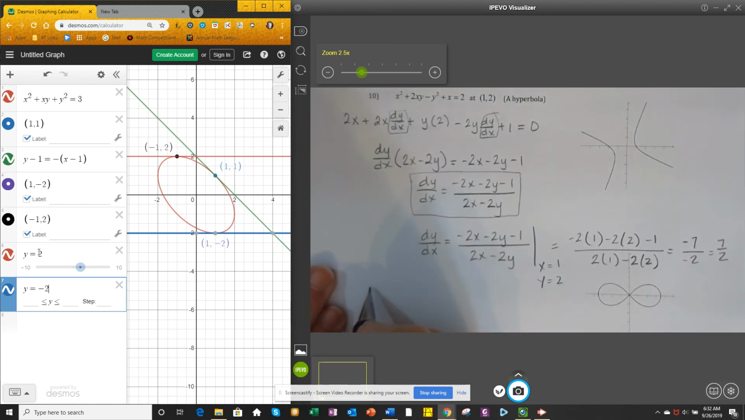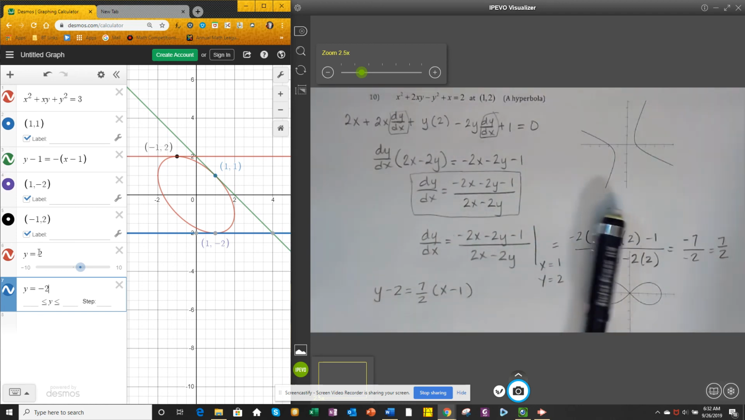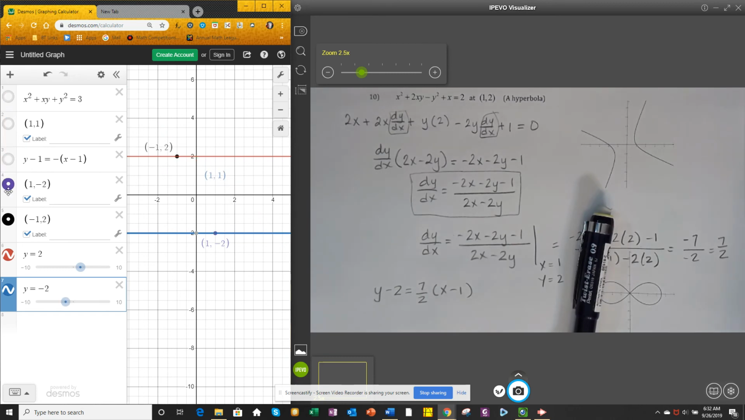So let's see if that works. I'm a little suspect of my numbers. I probably made a mistake this early in the day, so let's try it. y minus 2 equals 7 over 2 times x minus 1. All right, so let's graph this thing really quickly. If my computer will go quickly today. Probably not. All right, so what do we got?